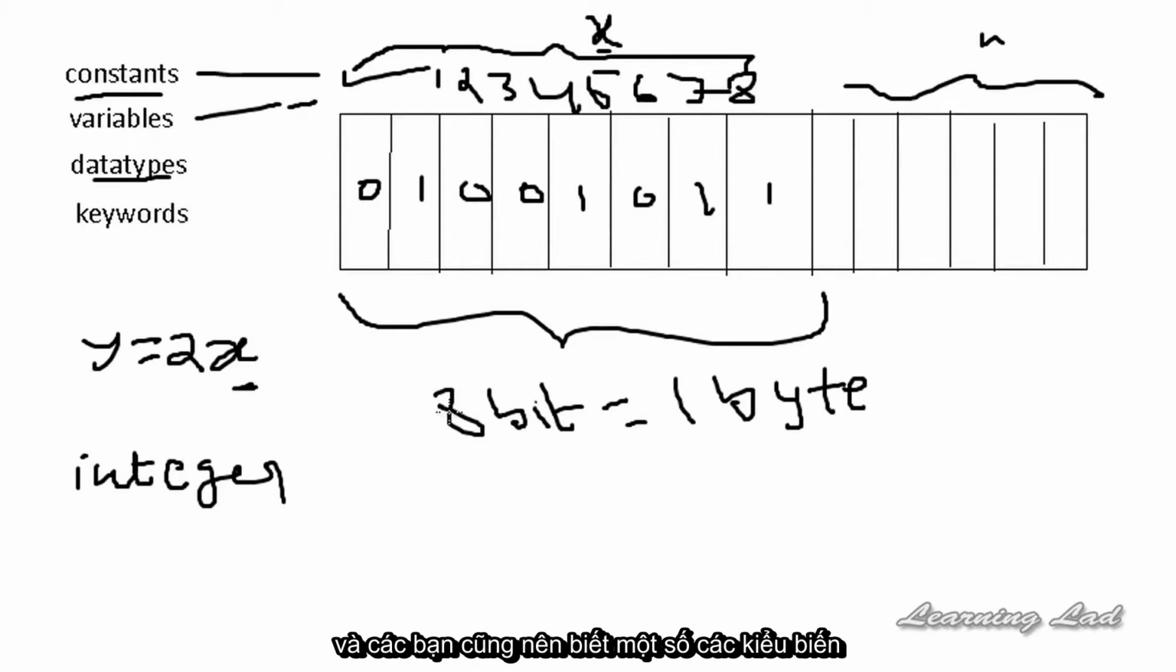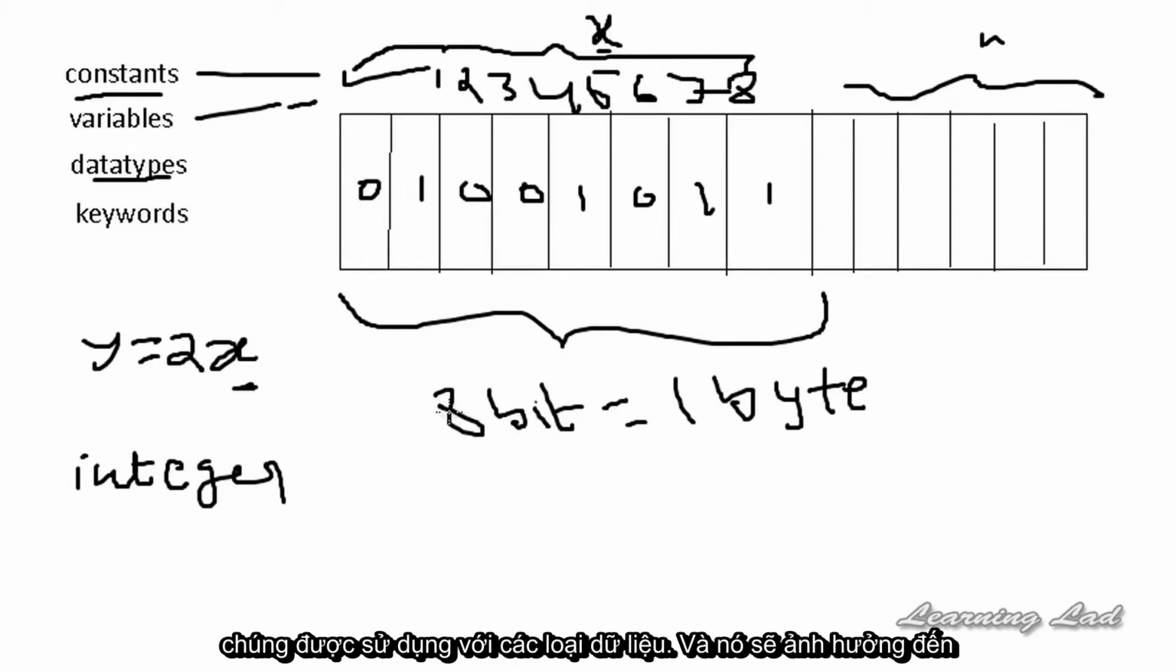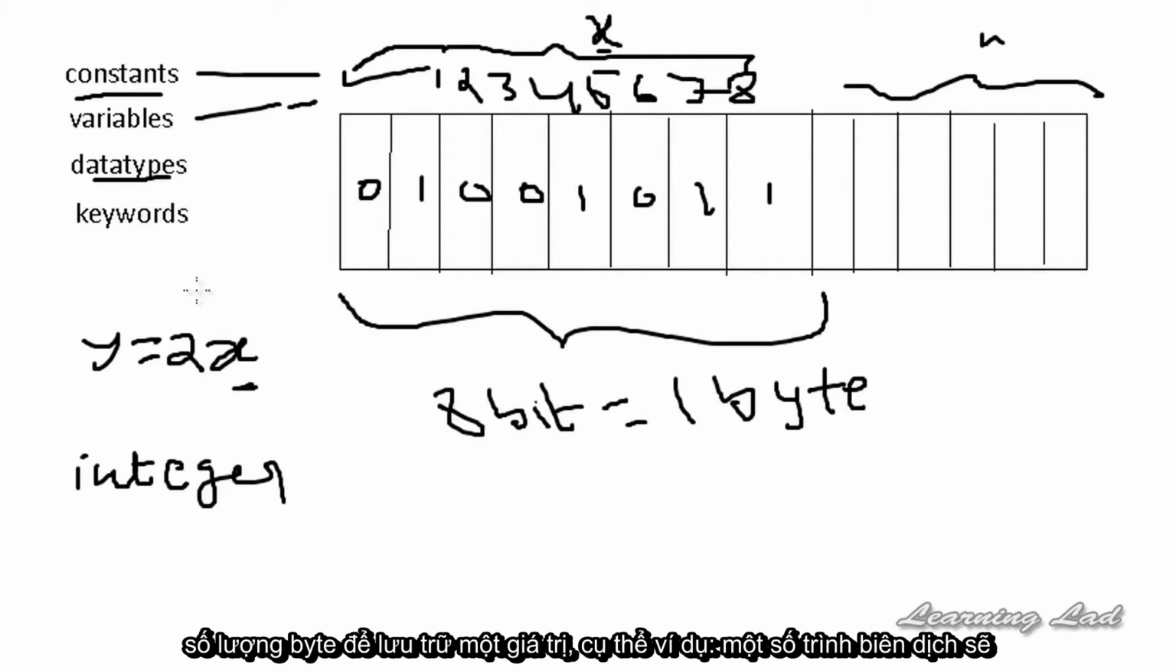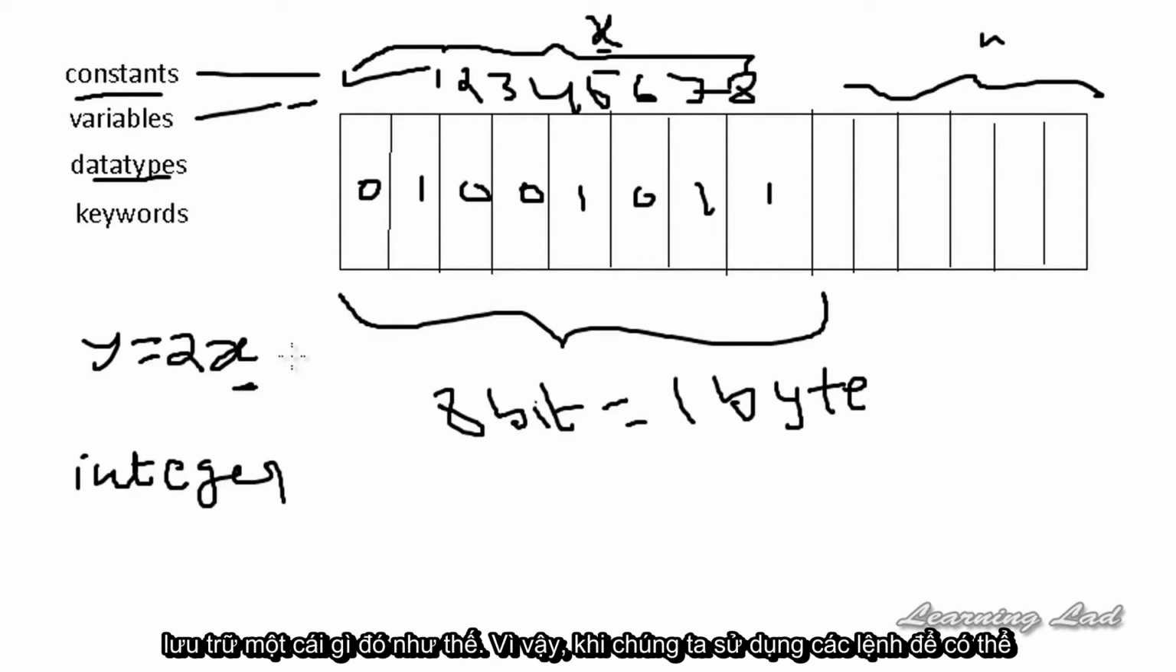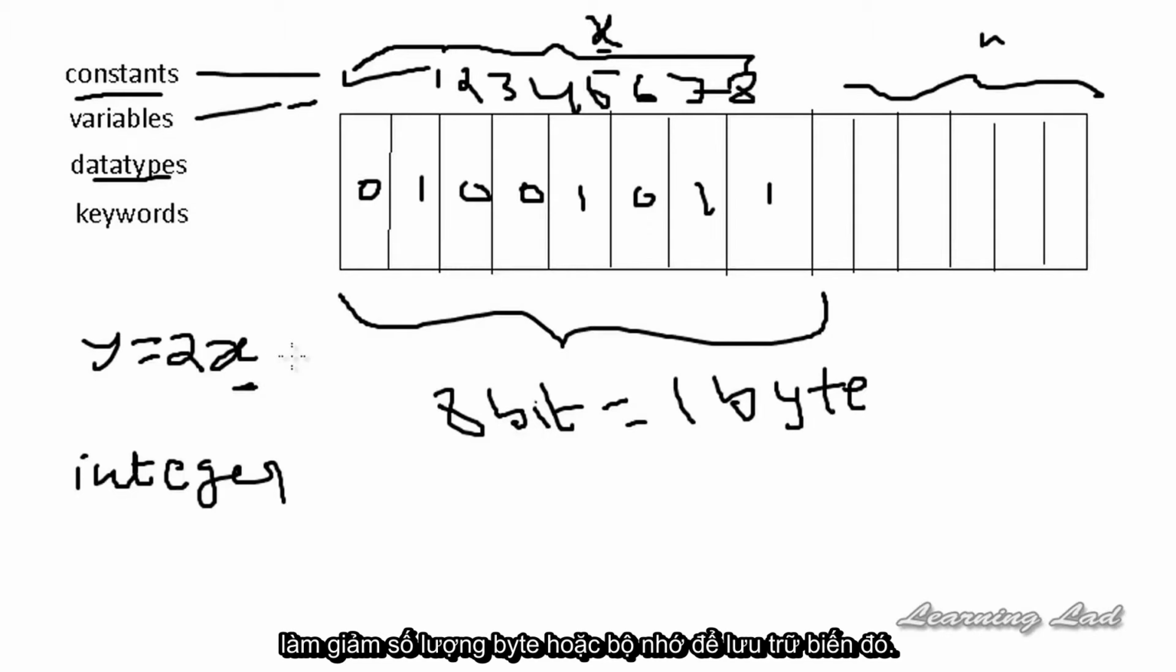And also we have some type modifiers which are used with the data types. We have signed, unsigned, short and long type modifiers, and these are used with the data types. And these type modifiers are going to influence the number of bytes to store a particular value. For example, some compilers are going to take 2 bytes to store an integer value, and some compilers are going to take 4 bytes and something like that. So when we use these type modifiers, they're going to increase or decrease the bytes or memory taken to store that particular variable of that type.